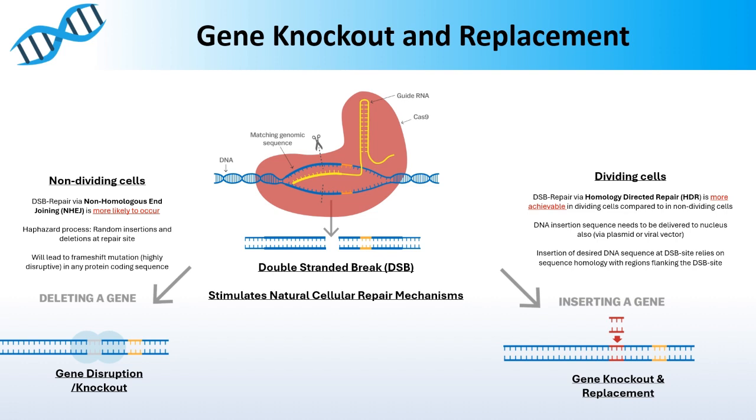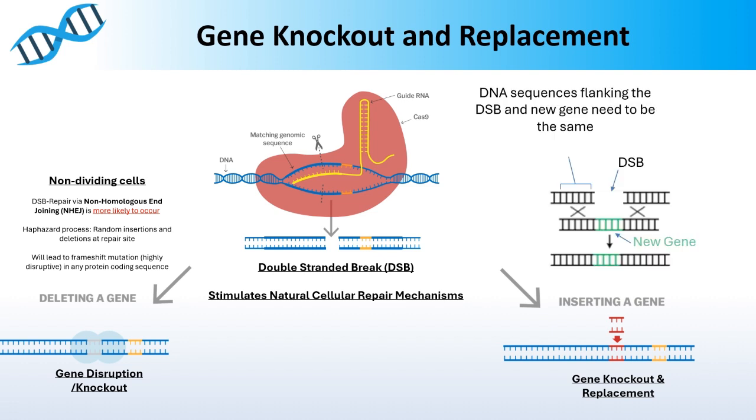Alternatively, instead of this DNA strand breaking and haphazard repair, by supplying an external DNA sequence, it's possible to get this incorporated into the site where you have made the double-stranded break. And this occurs due to a process that's called homology-directed repair. And it can occur to a much greater extent in dividing cells. In this case, the insertion of the desired DNA sequence at the double-stranded break sites relies on sequence homology with regions flanking the double-stranded break site. In other words, the DNA sequences flanking the double-stranded break site and the sequences flanking the new gene need to be the same. So it's just a matter of designing your DNA insert to have these sequences.